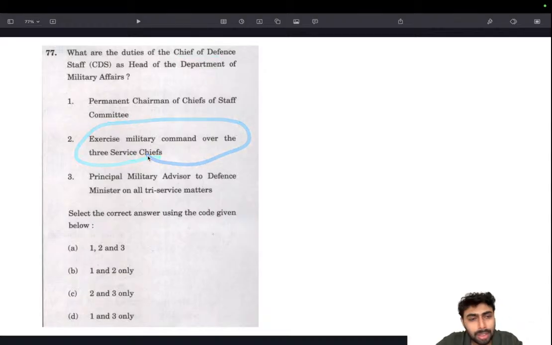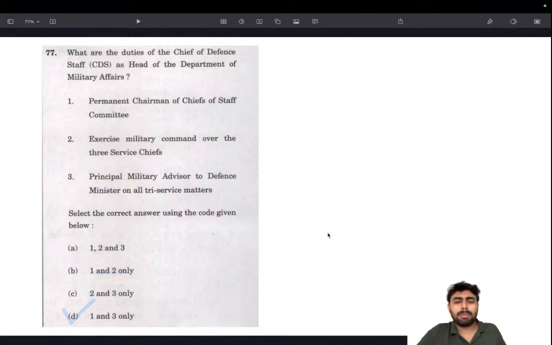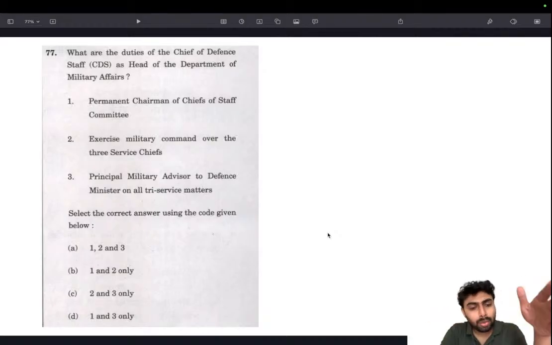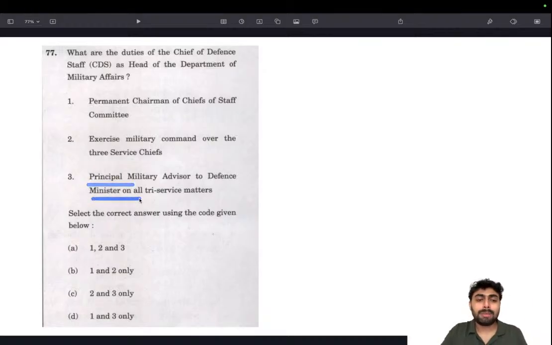This has been explicitly mentioned due to the apprehensions and controversies once the office was created. Even without that knowledge, you can know that this could be wrong. So we can eliminate the answers with 3 and arrive at the answer. You don't need to know much about CDS. It's not a very important or repeated topic, but just understand that they don't have military command over 3 service chiefs. That's the crucial fact that you need to know, and UPSC purposefully kept it in a way that having that knowledge will help you arrive at the answer. And CDS is the principal military advisor to defense minister in all tri-service matters. See, in all tri-service matters, he is just the advisor to the defense minister.